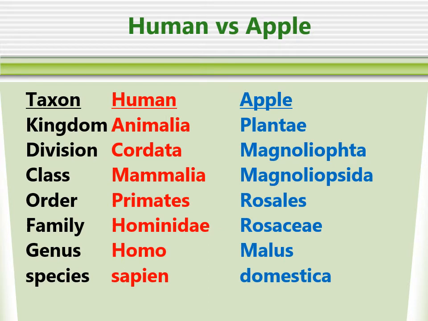Got a few examples comparing a human to an apple. Humans are in kingdom Animalia, apples in Plantae. Humans are in division Chordata, apples in Magnoliopta. Humans are in the class Mammalia, and apples in Magnoliopsida. Humans are in the primates category, where apples are in the Rosales. And humans are in the family of Hominidae, and apples are in Rosaceae. And then, of course, the two we're most interested in this course, the genus and species, humans are Homo sapiens and apples are Malus domestica.